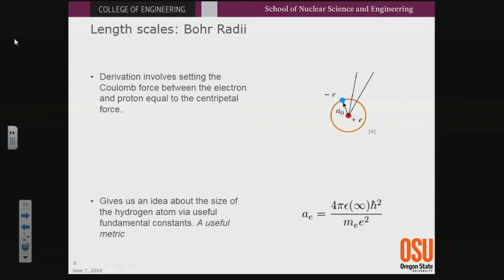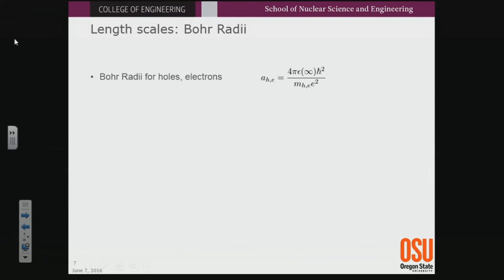Let me talk about these constants a little bit. This is a_e, the Bohr radius of the electron: 4π times the optical frequency dielectric constant evaluated at infinity, times the reduced Planck's constant squared, all over the effective mass of the electron times the elementary charge squared. It's a useful metric for us to talk about quantum confinement. I'm going to tie all of these things together hopefully very soon.